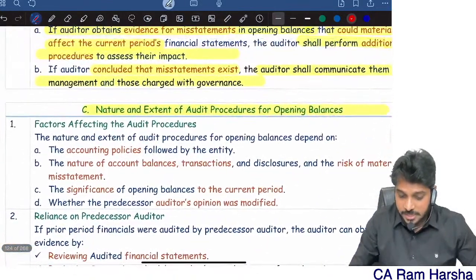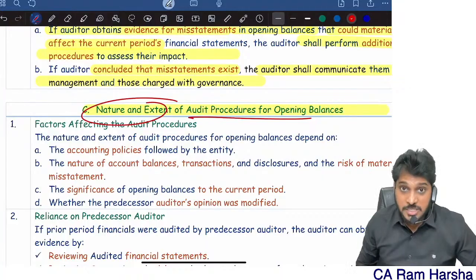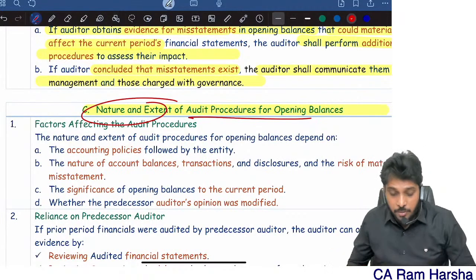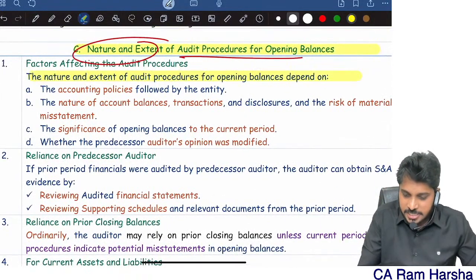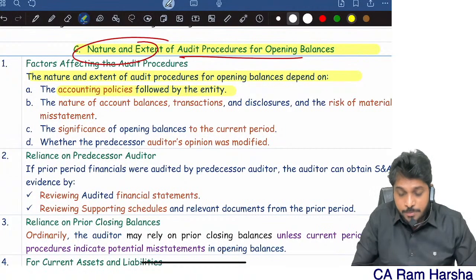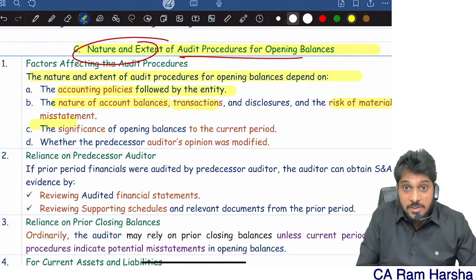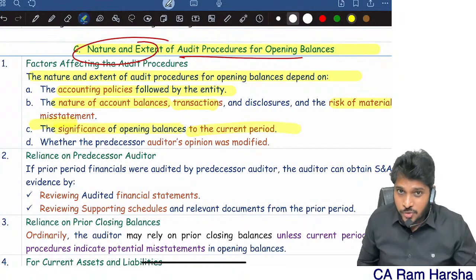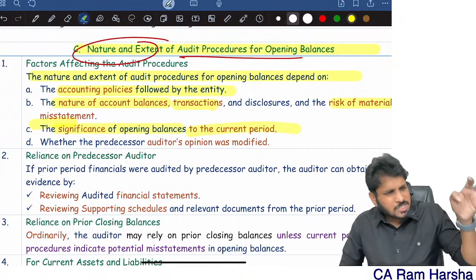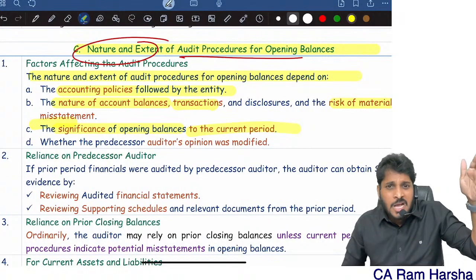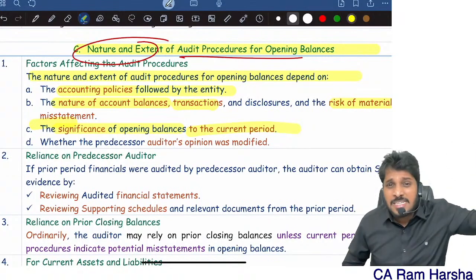Now we are discussing the nature and extent of procedures. To what extent will I perform procedures on opening balance? The nature and extent depend upon accounting policies followed, nature of account balance and transaction, risk of material misstatement involved, and significance of opening balance to the current period. Suppose last year only we started business, and not much business happened last year. So in the current year, opening balances may not be significant.